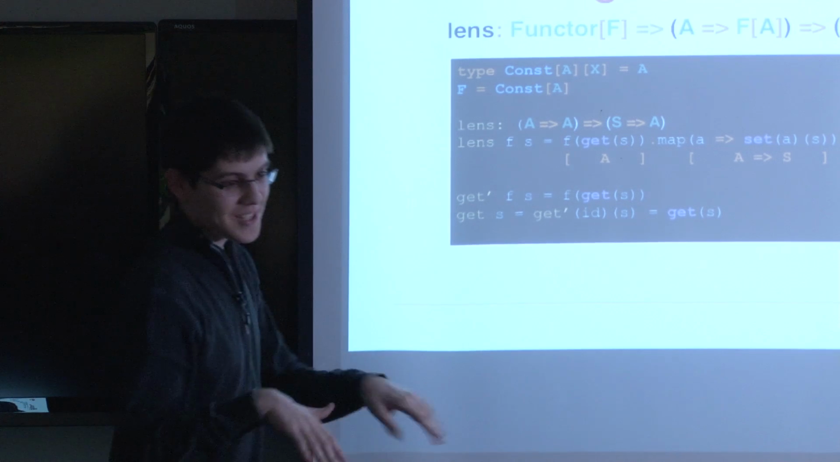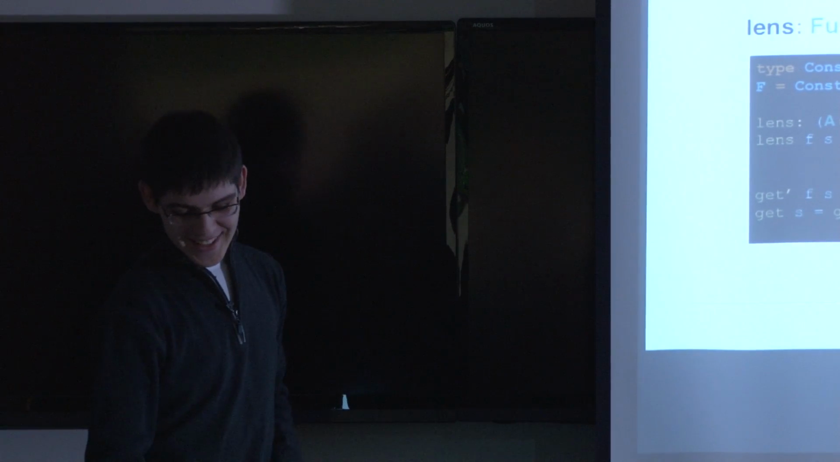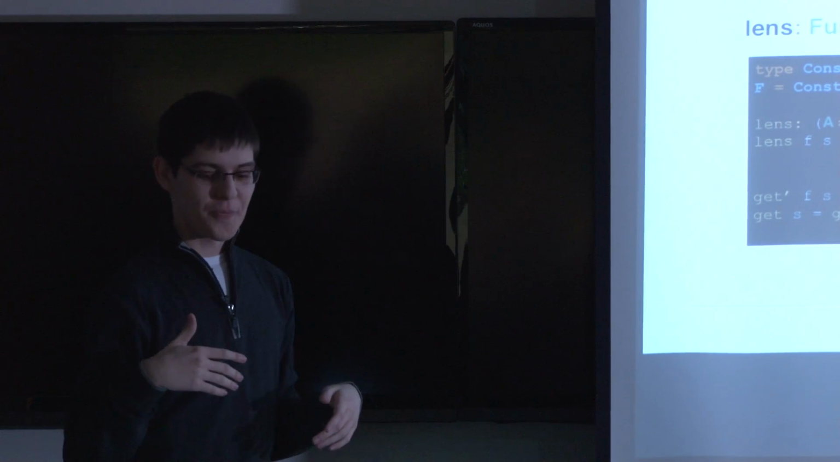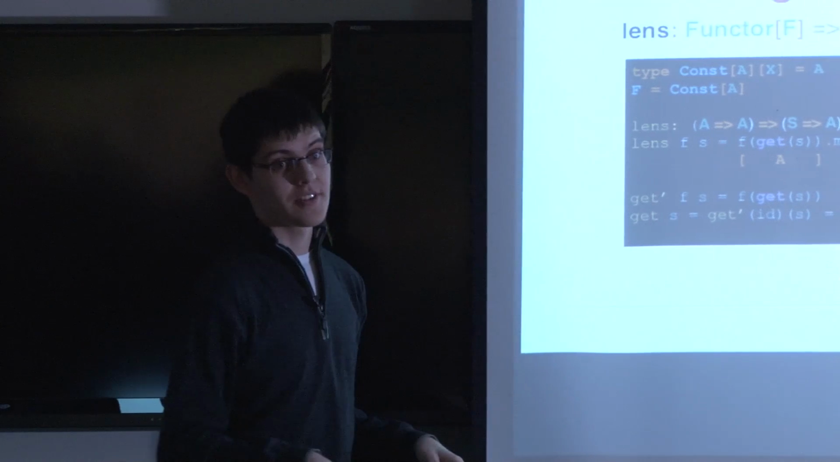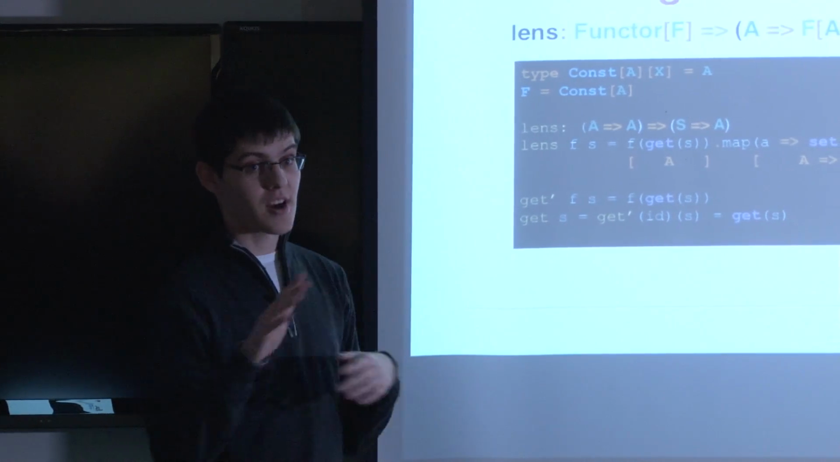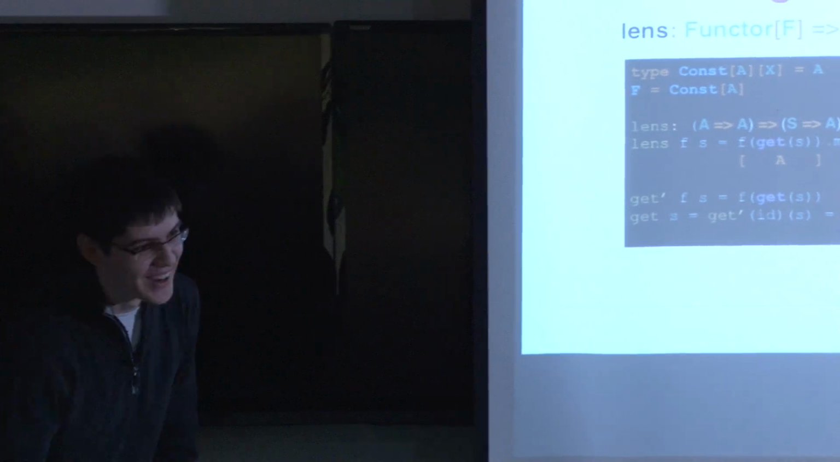Okay? So this was a bit of theory. There are other models for lenses and prisms, optics, all of these, which are very interesting. For example, the profunctor model and others. Maybe next time we'll present about it.